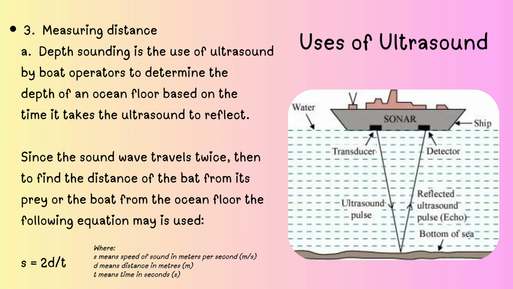3. Measuring distance. A. Depth sounding is the use of ultrasound by boat operators to determine the depth of an ocean floor based on the time it takes the ultrasound to reflect. Since the sound wave travels twice, to find the distance of the bat from its prey or the boat from the ocean floor, the following equation may be used, where S = 2D/T, where S means speed of sound in meters per second, D means distance in meters, and T means time in seconds.